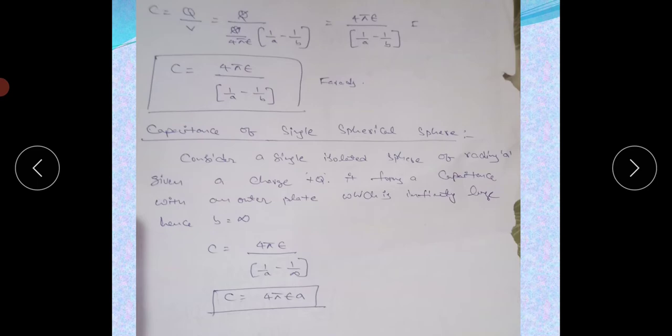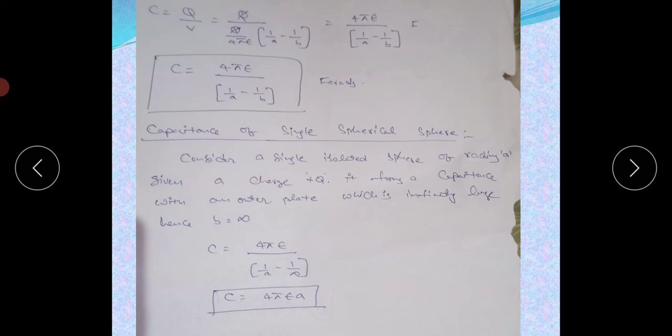So capacitance C equals Q by V, a formula we know. It equals Q by Q over 4 pi epsilon times 1 by a minus 1 by b. Here Q cancelled. So C equals 4 pi epsilon divided by 1 by a minus 1 by b farads. So the capacitance of a spherical capacitor C equals 4 pi epsilon divided by 1 by a minus 1 by b farads. Okay.